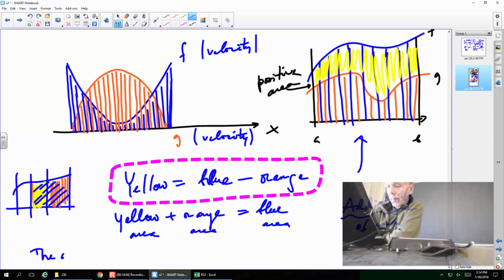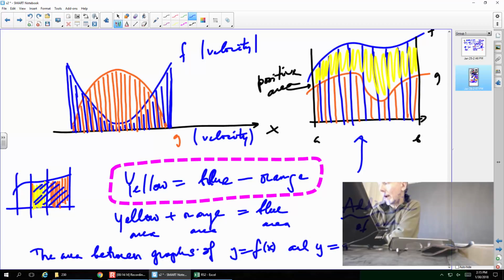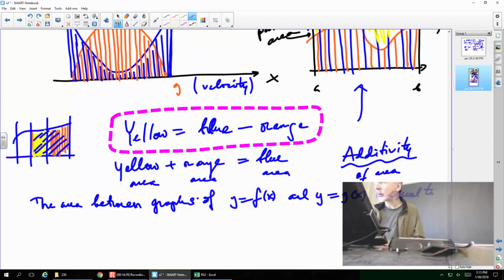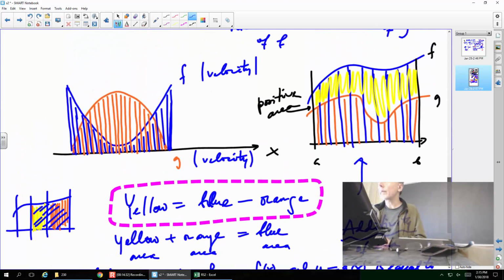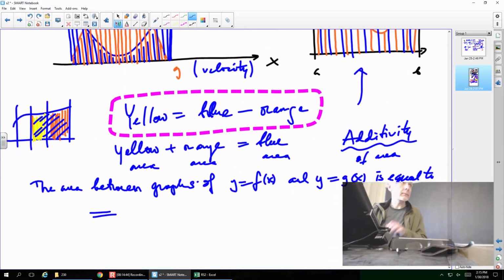So the area between graphs of y equal f of x and y equal g of x, that's the yellow one, right? What is it equal to? It is equal to the difference of those two other regions, and I'll write them separately as integrals. Okay, so the blue region, what is the blue region? Look at the picture. What's the area of the blue region? Not f, but what? What about f? f gives you the graph of the top. The area is given by the integral, right? So integral from a to b, f(x) dx.